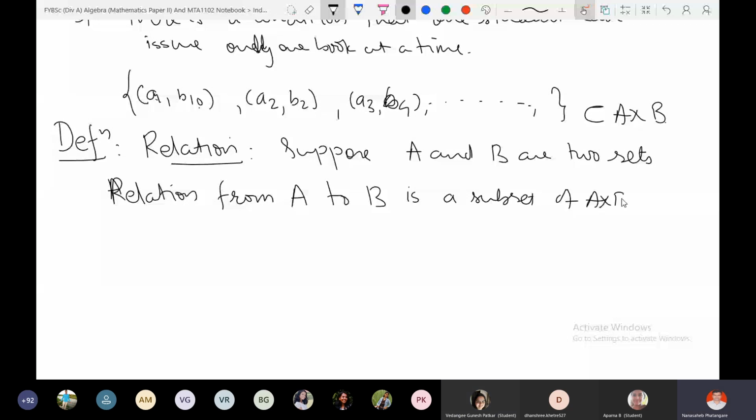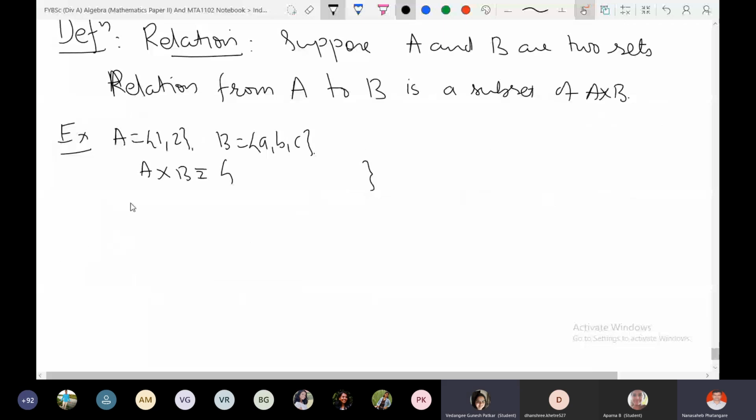Right. So what is a relation? You choose any subset of A cross B. It is a relation from A to B. So for example, suppose I take A equal to {1, 2}, and B equal to {a, b, c}. Then you know what A cross B is by our definition, it is all pairs. Then I will take R1 as {(1, a), (1, b), (2, c)}.